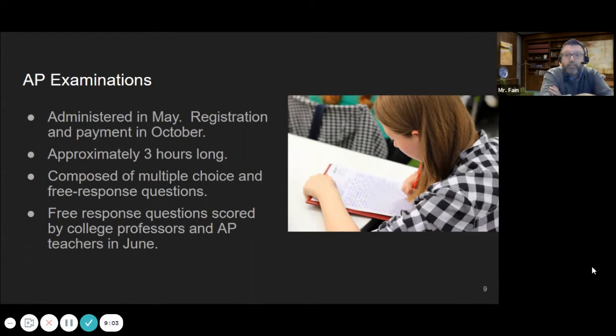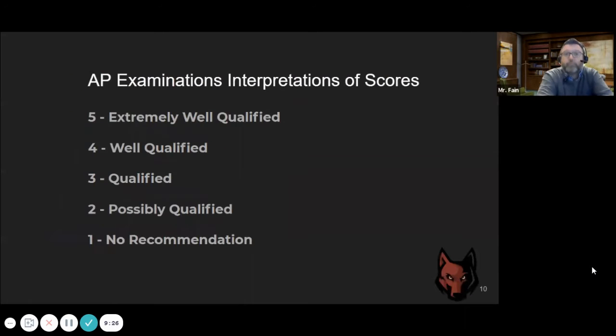These tests are about 2 to 3 hours long. They have 2 sections, a multiple choice and then writing or problem solving if it's a math class. And these tests are scored in June by teams of college professors and AP teachers. Again, these tests are created not by Frisco, and they're not graded by Frisco. So we know what they're about, we know the standards, and we teach towards getting you successful on those.